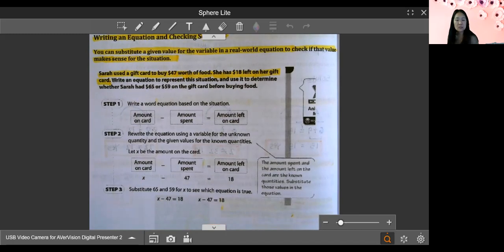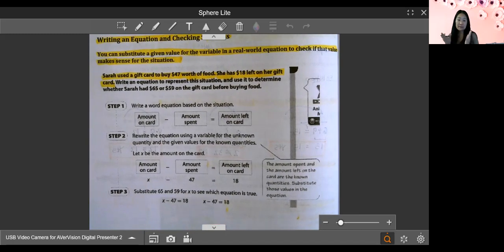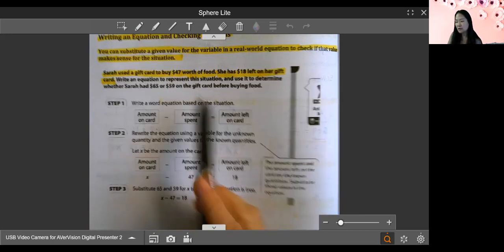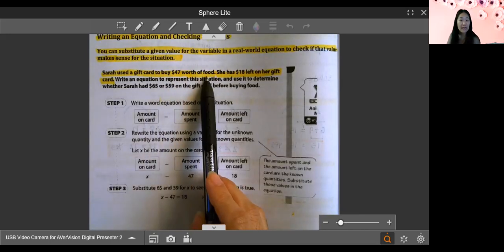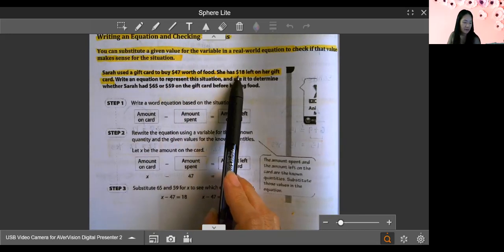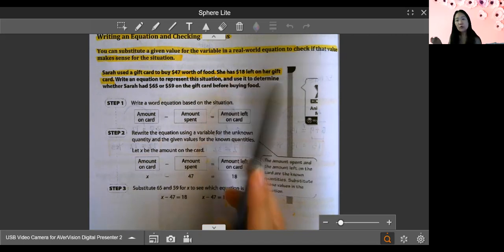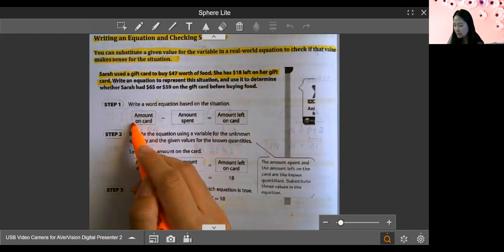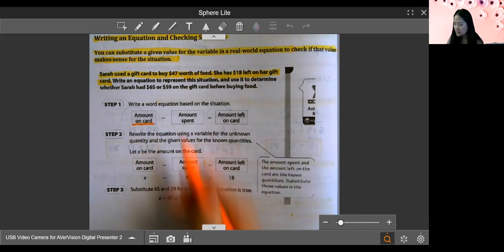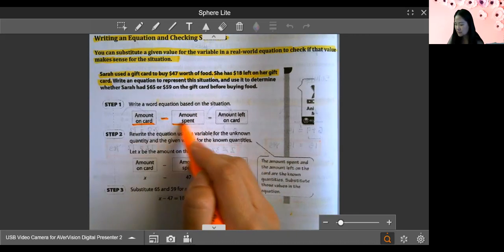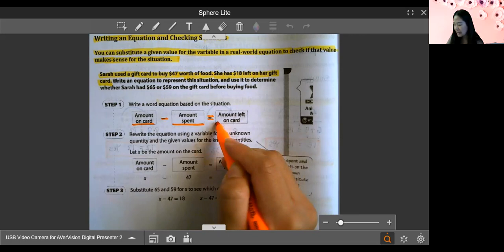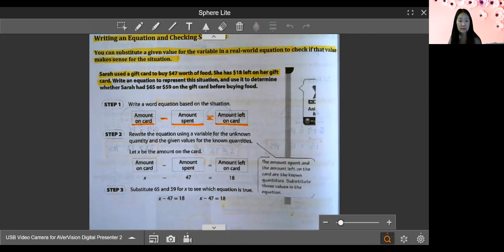First, we're going to write an equation to represent the situation. Now, think about the situation. Sarah had a gift card. We don't know how much she had there. She spent $47. She now has $18 left. So hopefully it makes sense to you. Okay, she has some kind of amount on her gift card, and then she's subtracting the amount that she spent, and now that is equal to how much money she has left on the gift card.